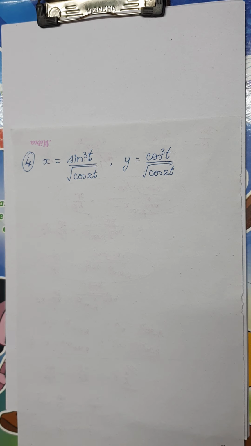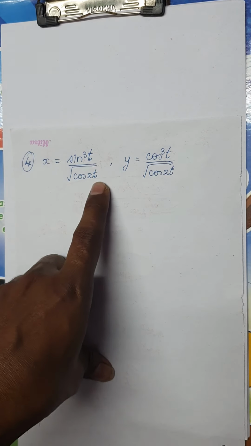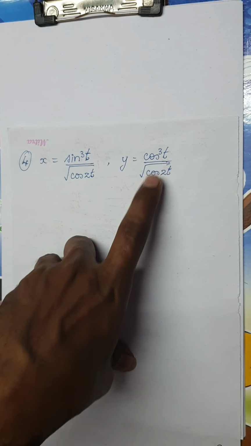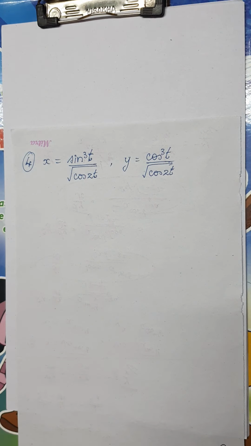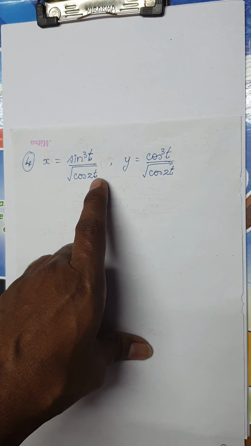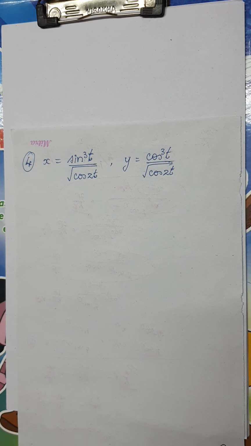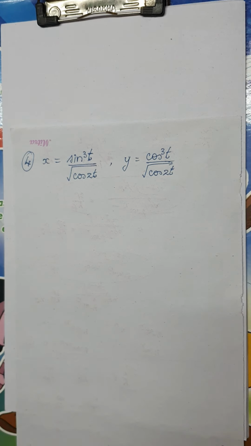Friends, I have one last question on parametric differentiation with which I am going to wind this session off. I have x is equal to sine cube t divided by root of cos 2t, and y is equal to cos cube t divided by root of cos 2t. This is a very lengthy question, and until now they have not asked this question yet because it is too lengthy to give for 3 marks. So we shall go through how we are going to solve this question. I have already solved this question and I am going to take you through that procedure.